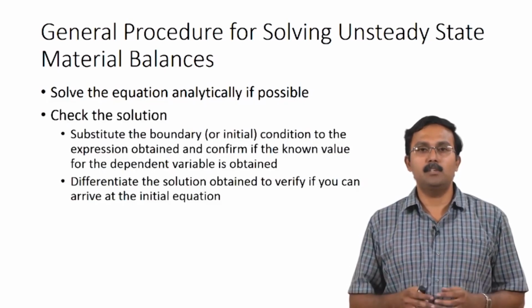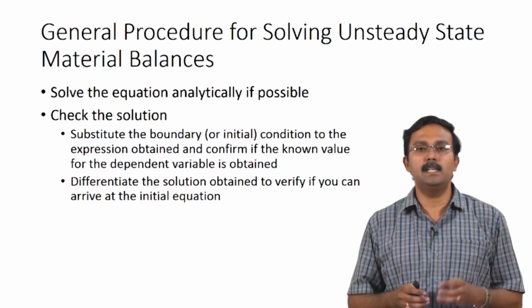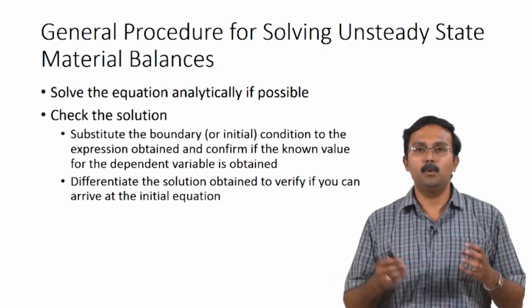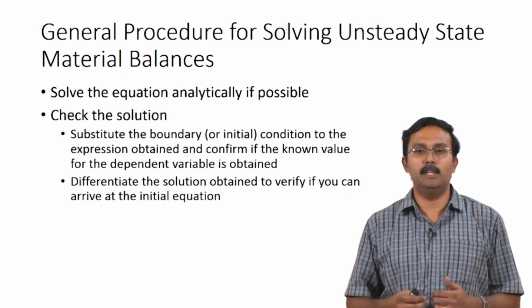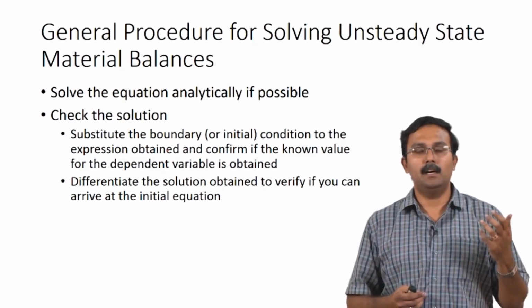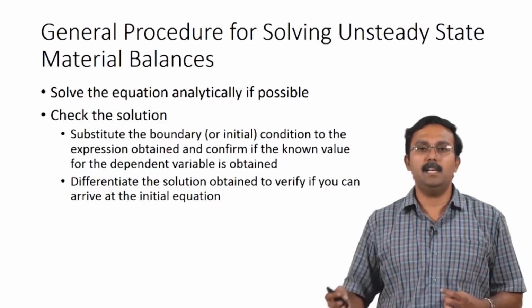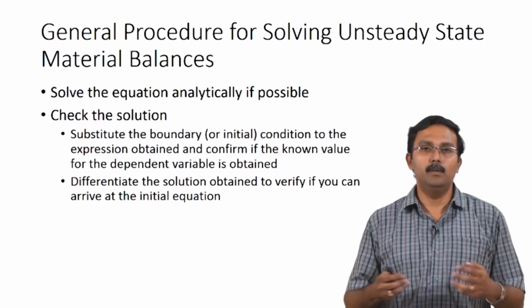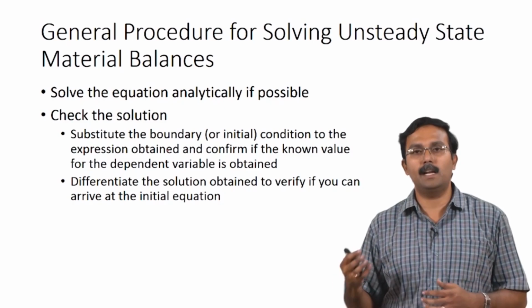So, you can also check the solution. Here, if you were to check the solution, you can substitute the boundary or the initial condition into the expression obtained to confirm if the known value of the dependent variable is obtained. Then another method can also be employed to check the solution, which is you can differentiate the solution obtained to verify if you can arrive at the initial equation. By doing these kinds of verification, you can confirm if the solution you arrived at is accurate.